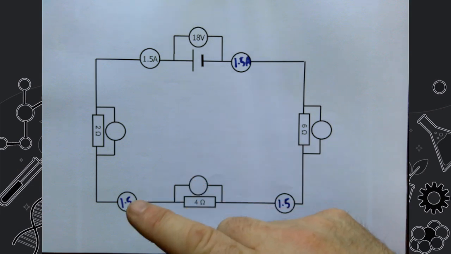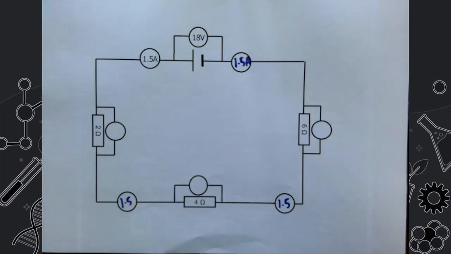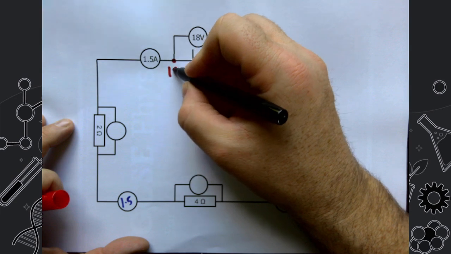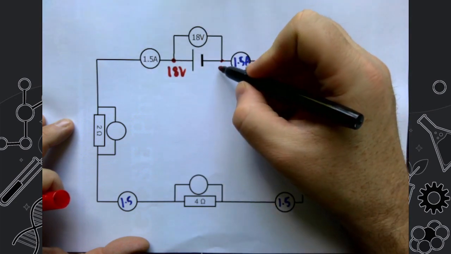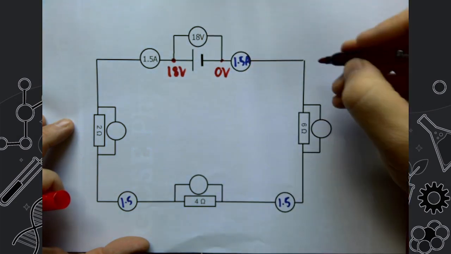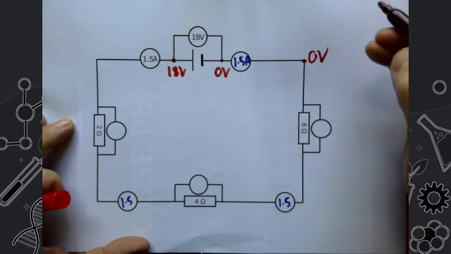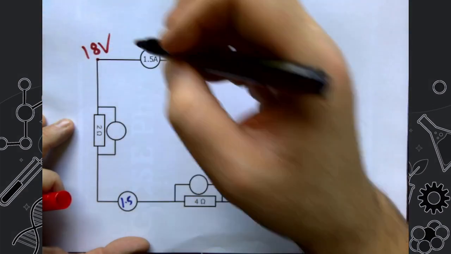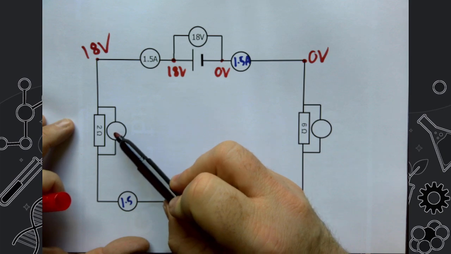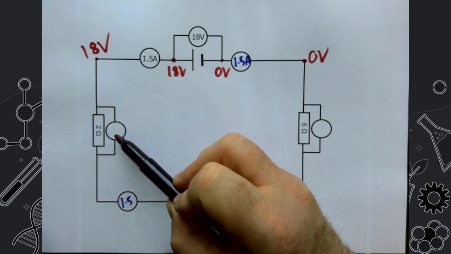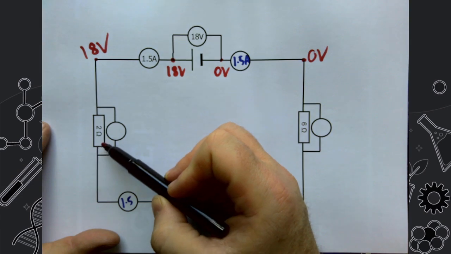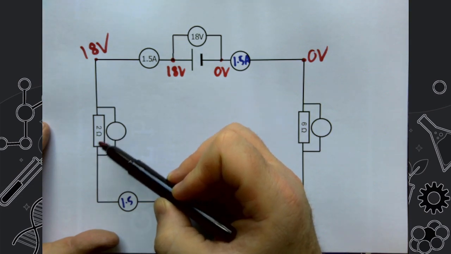Let's tackle the voltages. We know that what leaves the battery is going to be full, so 18. What enters must be empty, so 0. It's going to be 0 over here. It's going to be 18 over here. Now we have, but I don't know how much I lose. I know that the current is 1.5 amps. I know the resistance is 2 ohms. But what's the value of the voltage?